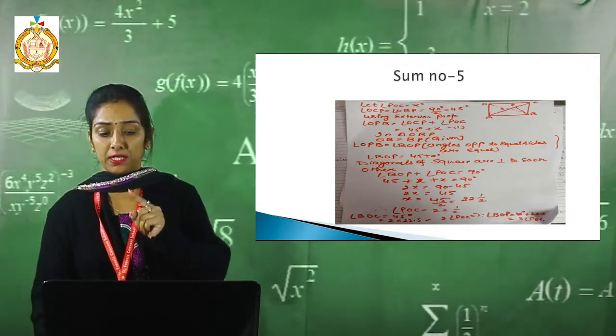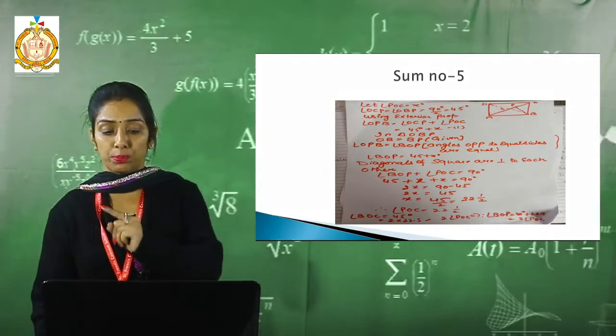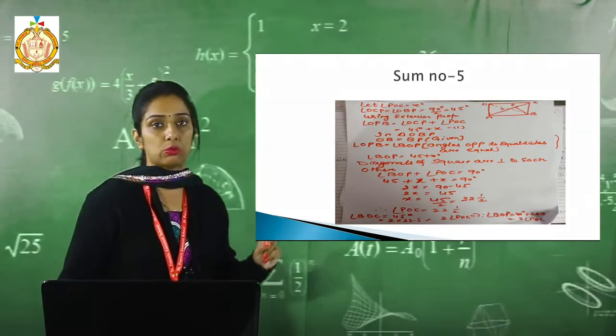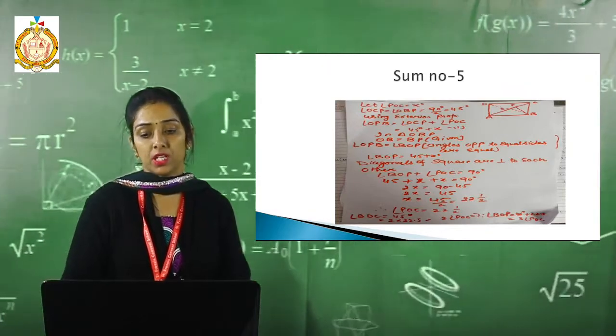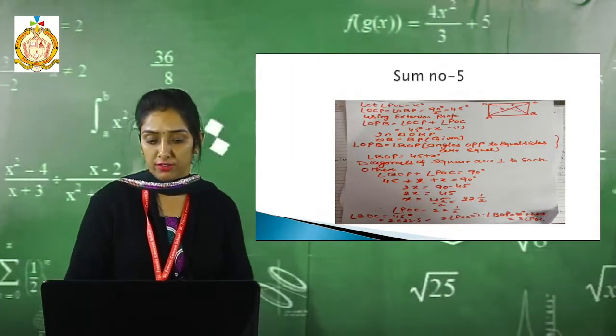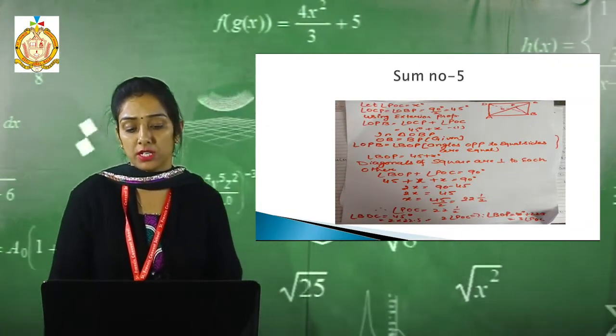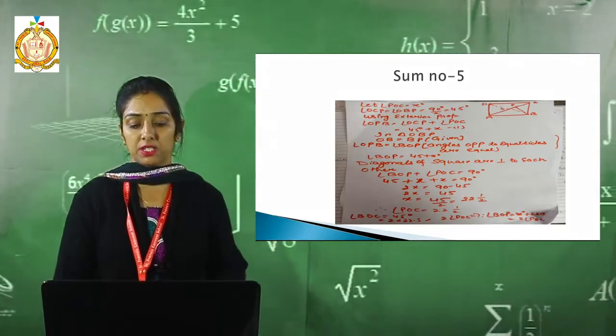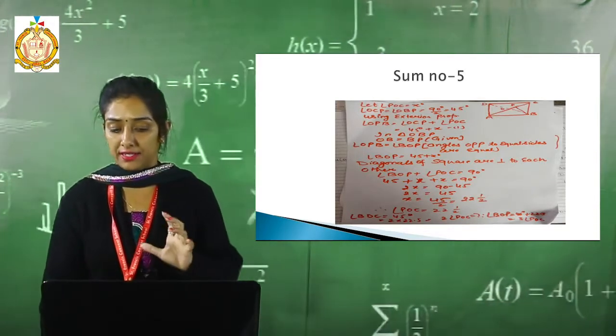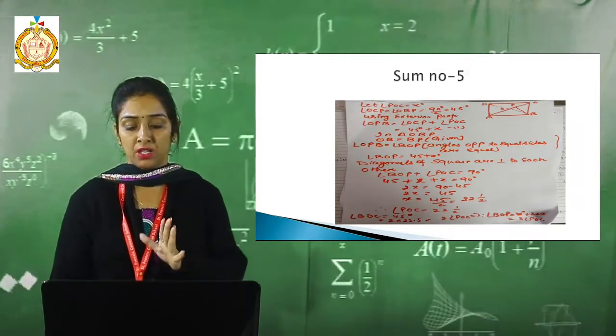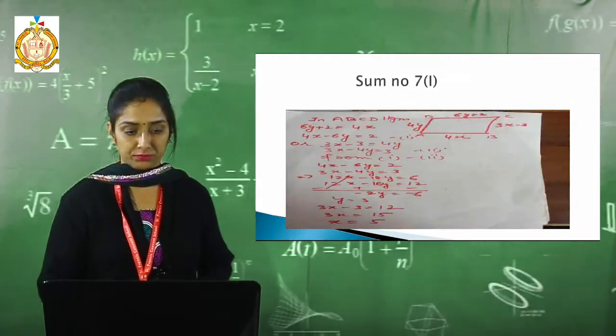Now OPB plus BOP, angles opposite to equal sides are equal, therefore BOP is 45 degrees. Now diagonals of a square are perpendicular to each other, it means both angles are 90 degrees. You just put in the value and you get the answer.